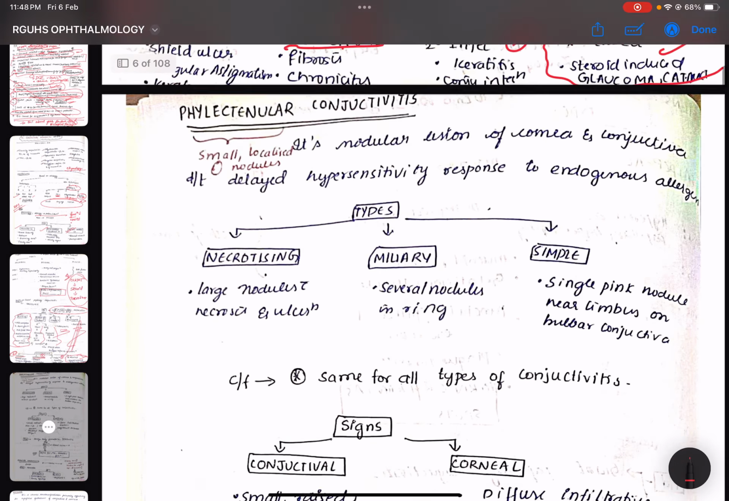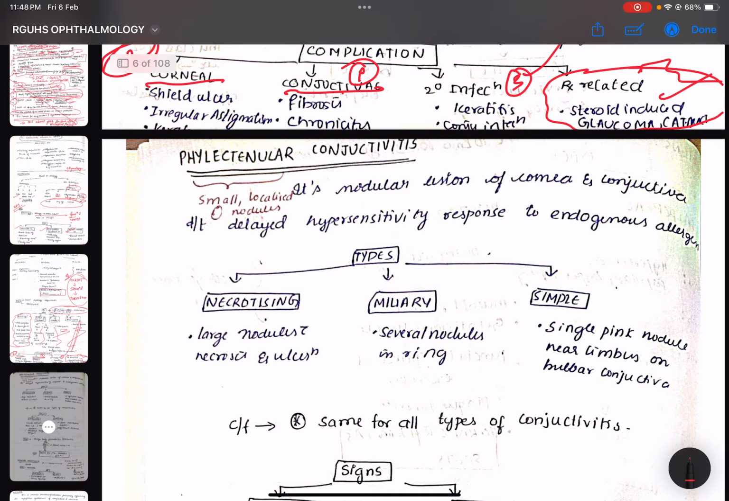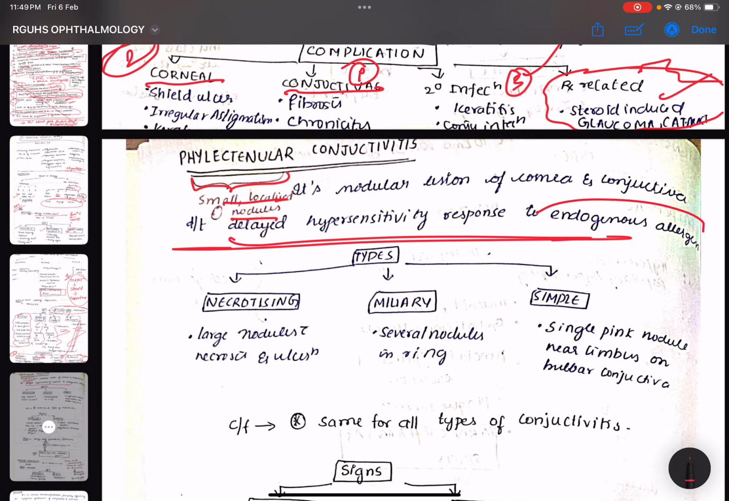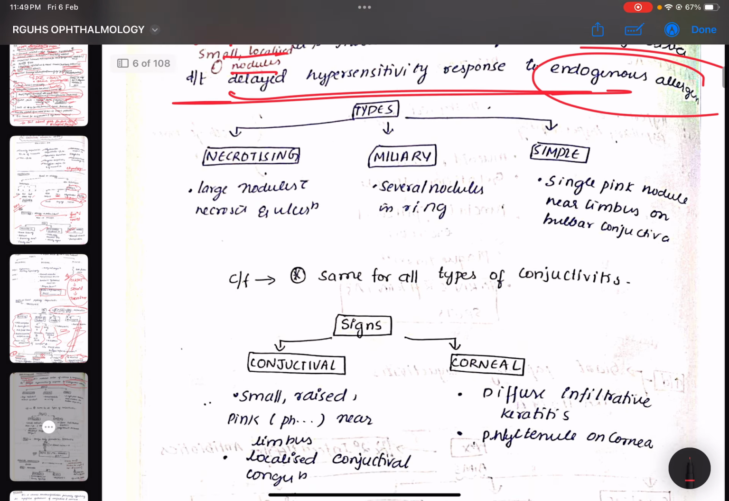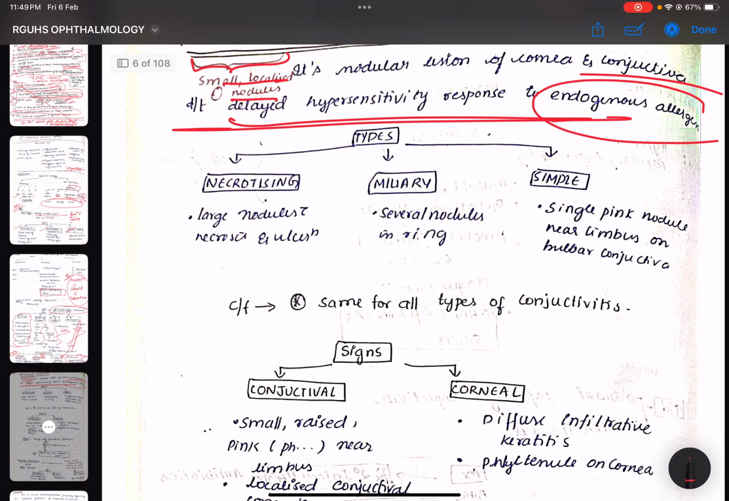Okay, so then coming to phlyctenular conjunctivitis. What does phlyctenular mean? That means small localized nodules. It's a delayed hypersensitivity response to endogenous allergens. For example, it might be seen in TB, sarcoidosis, or those things. Then these are the types. It might be simple, or it might be dots, or in a ring, or it might be large nodules. If you know it, then you know how to place it.